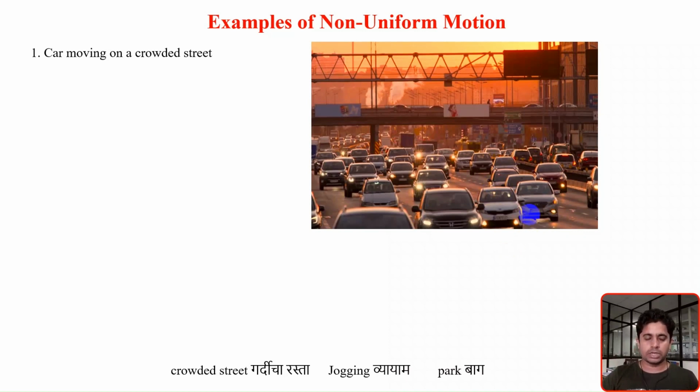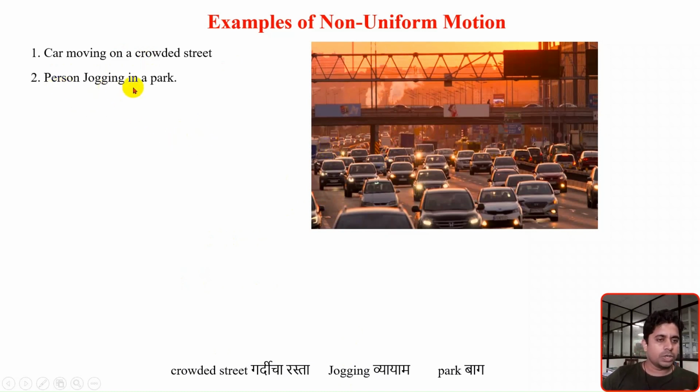Sometimes you have to apply the brake, sometimes you have to increase the speed, sometimes you have to decrease the speed, so that you go with the flow of the other cars. So there, what we are doing is varying the speed, and those variations are very sudden. Suddenly you have to increase the speed, suddenly you have to decrease it, sometimes you have to apply the brake. So those motions are non-uniform. A car moving on a crowded street is a perfect example of non-uniform motion, because there we are varying the speed. We are not maintaining the speed constant.